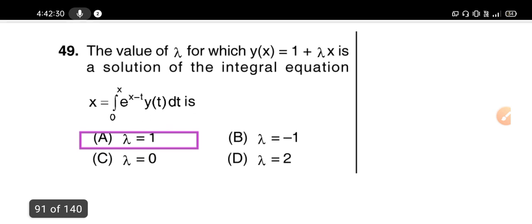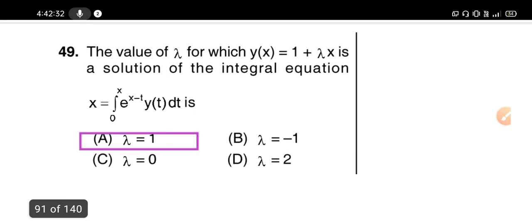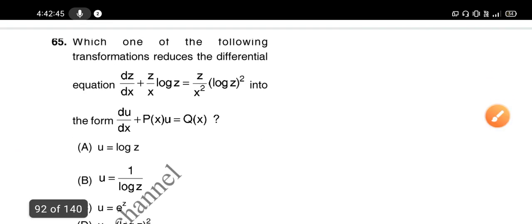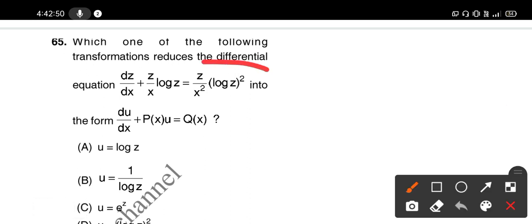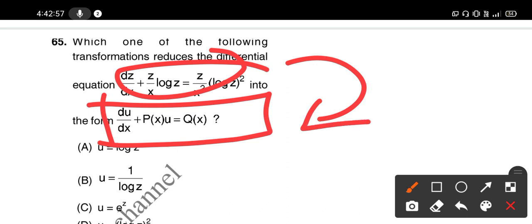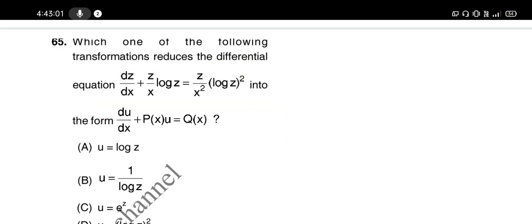The value of lambda for which y(x) is equal to 1 plus lambda x is the solution of the integral equation. Here the equation is given, y(x) is given, and find lambda. That is, option A is correct. You can check. Which one of the following transformations reduces the differential equation? Here the equation is given, and it reduces to ∂/∂x plus this; the equation is converted into that type. And what is u here? You can find it.